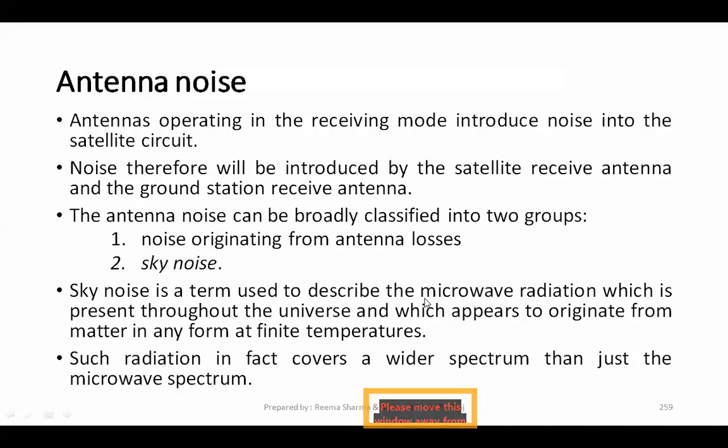And these temperatures are very harsh. It can go to minus 100, minus 150, and it can even go very high when it is close to the sun, probably a few hundreds of degrees. Which means our systems are to be calibrated in such a way that they can withstand both higher temperatures as well as extreme low temperatures. Such radiation, in fact, covers a wider spectrum than just the microwave spectrum.